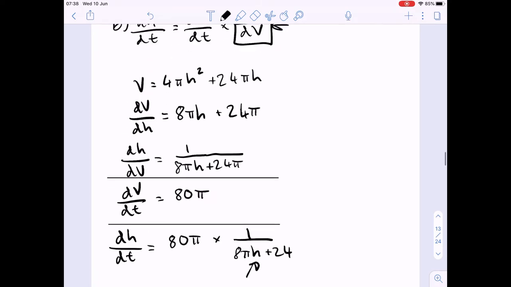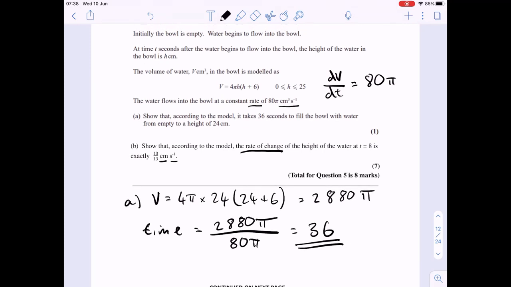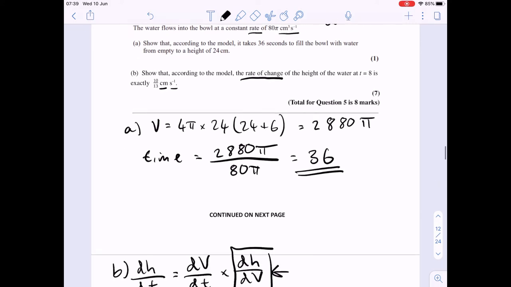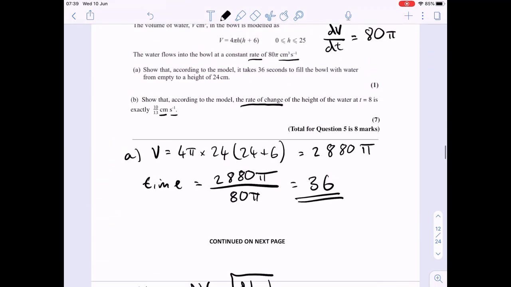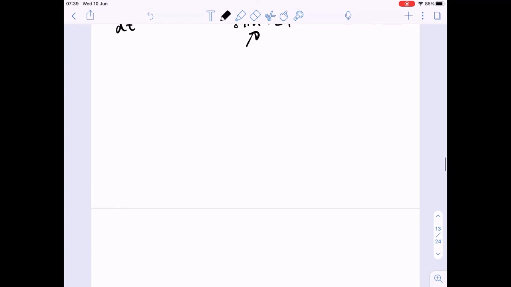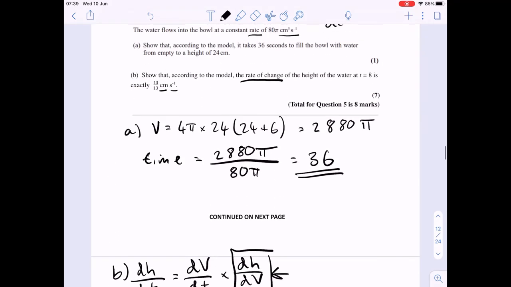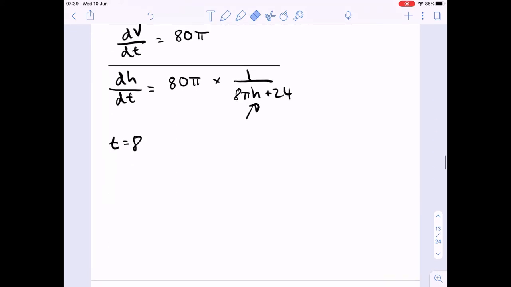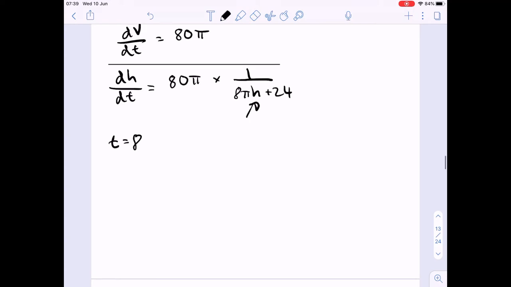Now the issue is I don't know what h is, so I now need to work that out. But I do have a formula. We have the information that t is 8. Okay, so I need to use that to work out what the height is. Okay, so if t is 8, I know that I can times this by 80 pi. So 8 times 80 pi to get, say, volume, so 640 pi.